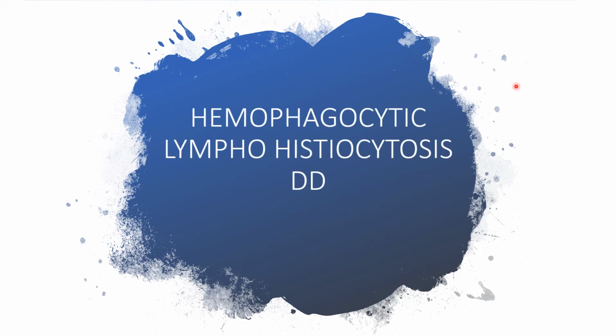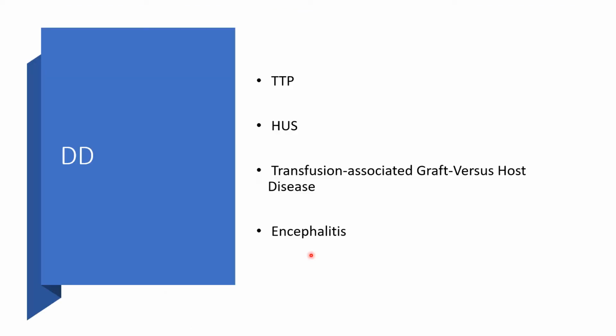Today I'll be addressing hemophagocytic lymphohistiocytosis, but limiting myself to the differential diagnosis only. So, if it's not HLH, what could that be again? It might be TTP, thrombotic thrombocytopenic purpura, or HUS, hemolytic uremic syndrome. Might be transfusion-associated graft versus host disease, and might be encephalitis.